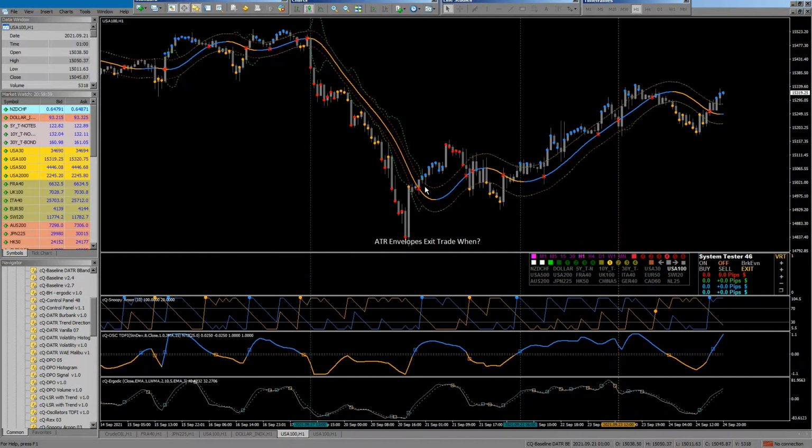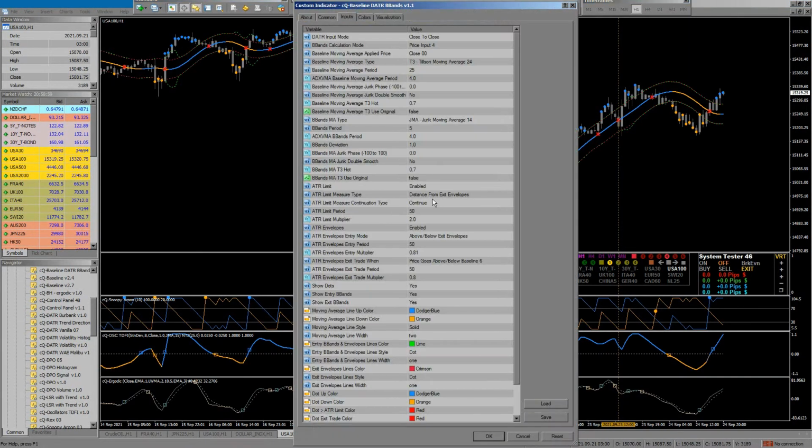Like here, it's not, because obviously it's right next to this exit envelope right here, the red line again. Then you have the normal distance from the actual baseline. Again, you can also just disable that if you don't want to deal with the red dots.